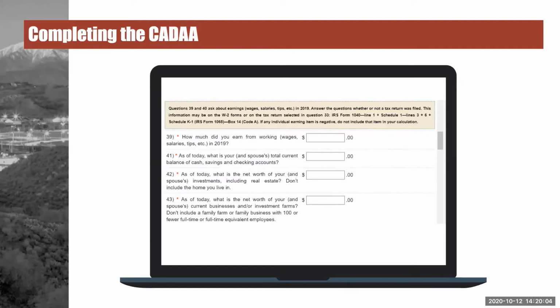After completing the student tax information section, you will then have to report any earnings from working in 2019 and will also have to report the value of any assets. Assets include the balance of cash and savings and checking accounts, and will also include the net worth of any investments and business and/or investment farms. For specific detail about asset information, make sure to review the Help and Hints box when approaching this question. Also, pay close attention to the asset question. You will notice that the questions ask about the value of assets as of today, meaning the day that you are completing the DREAM Act application.